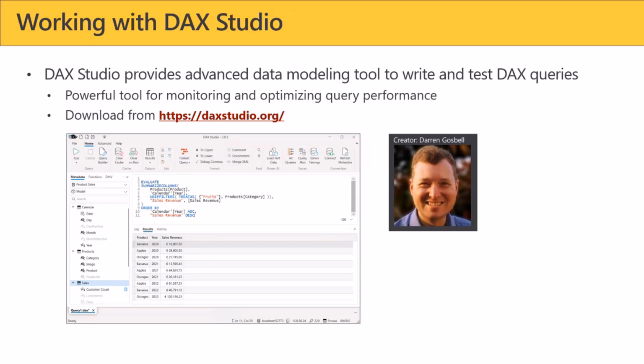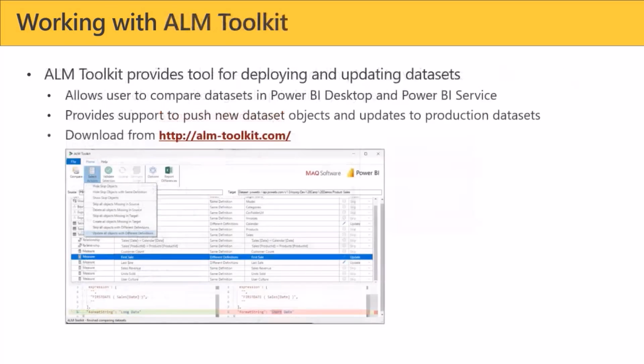But this is just a highly popular tool for figuring out how to run queries, optimizing queries, things like that. And then the last one I want to call out is the ALM toolkit. This is a great tool that allows you to basically connect to your local data set in Power BI desktop, connect to your production data set up in the Power BI service, and basically run a diff to see what's the difference between the two, and to basically push changes from one to the other.